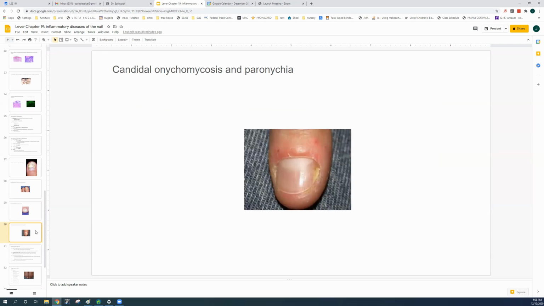Here is an example of candidal onychomycosis and paronychia. So you've got the paronychia here, and the proximal nail fold, and then the candida infection undermining the nail and the lateral nail fold.